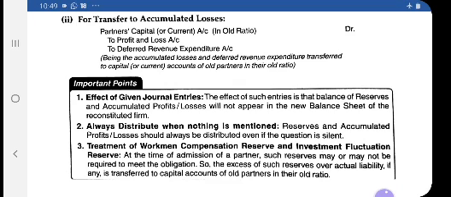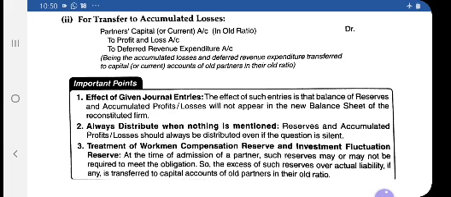And secondly, if nothing is mentioned in the additional information, then also these reserves and accumulated profits or losses should always be distributed, even if the question is silent. So it is mandatory that if any such item appears in the balance sheet, you have to transfer this money to the old partners' capital accounts in their old profit sharing ratio. And regarding workman compensation reserve and investment fluctuation reserve, we have already discussed that.